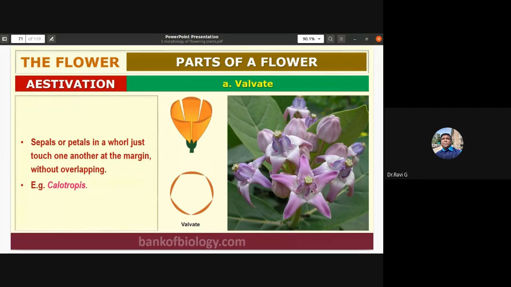This valvate estivation can be seen either in the sepals or in the petals. The example is Calotropis. Calotropis is nothing but echidna. They have this milky latex. So now you are very much in a position to easily identify this Calotropis, isn't it? Sepals or petals are just touching each other, but they are not overlapping. Example is Calotropis. That is valvate estivation.